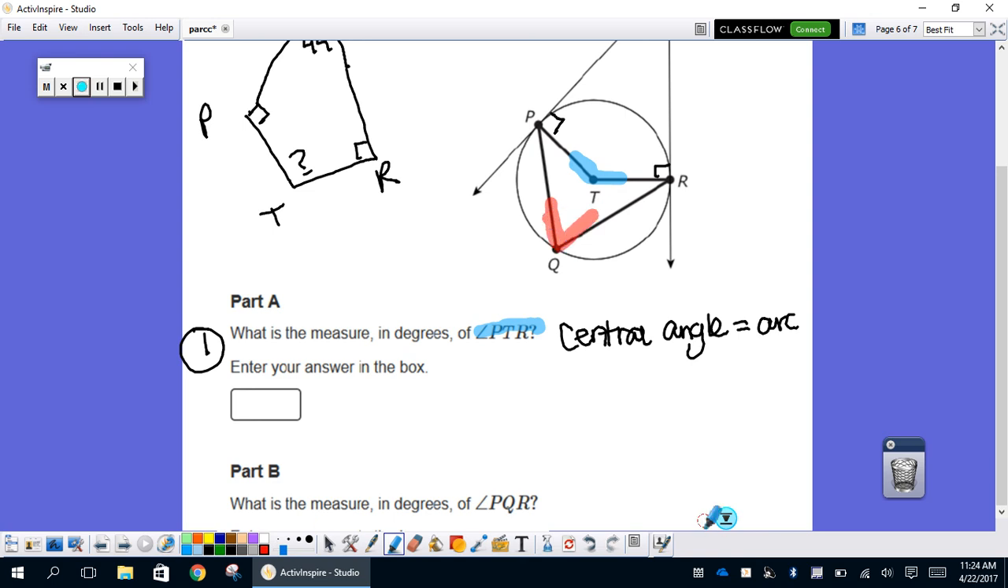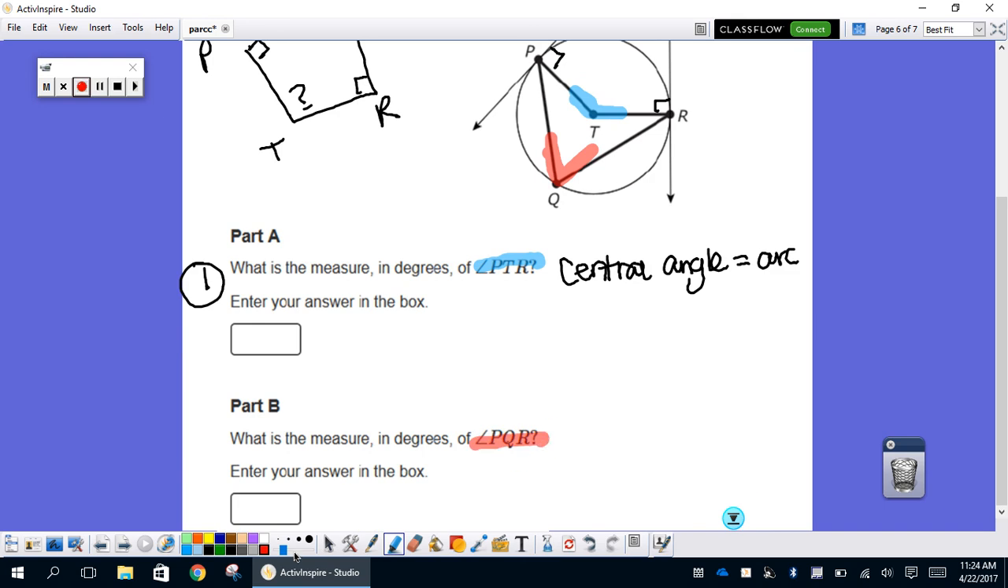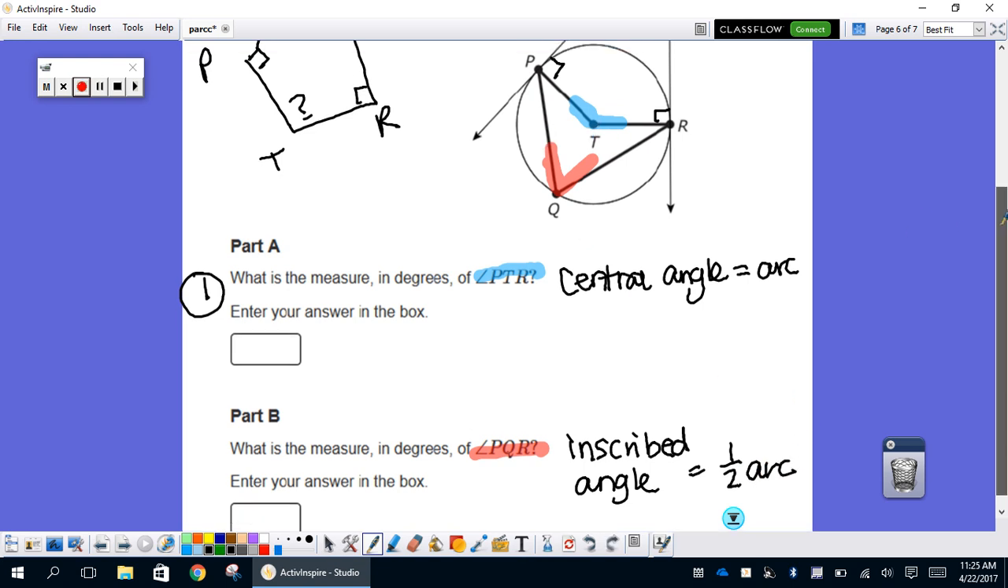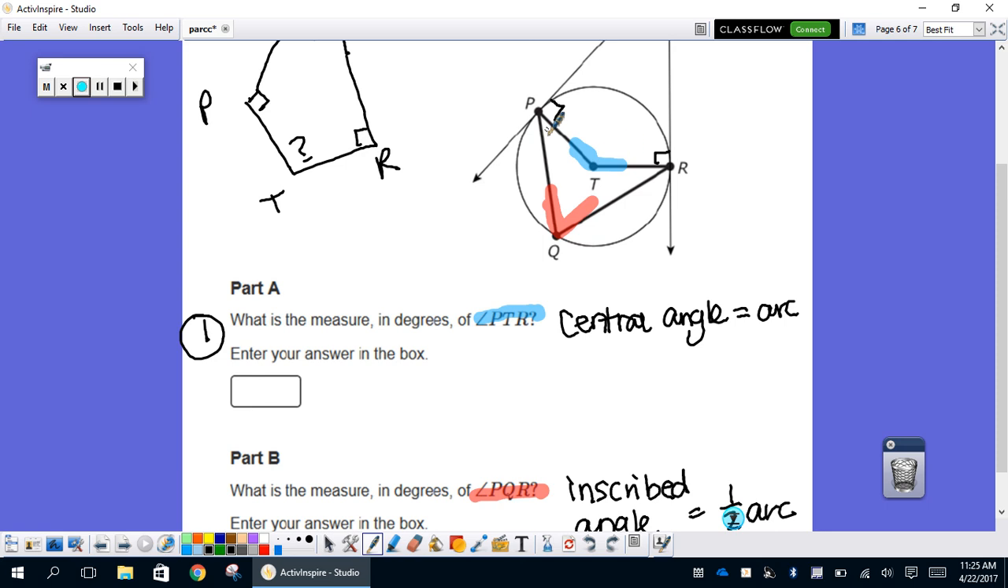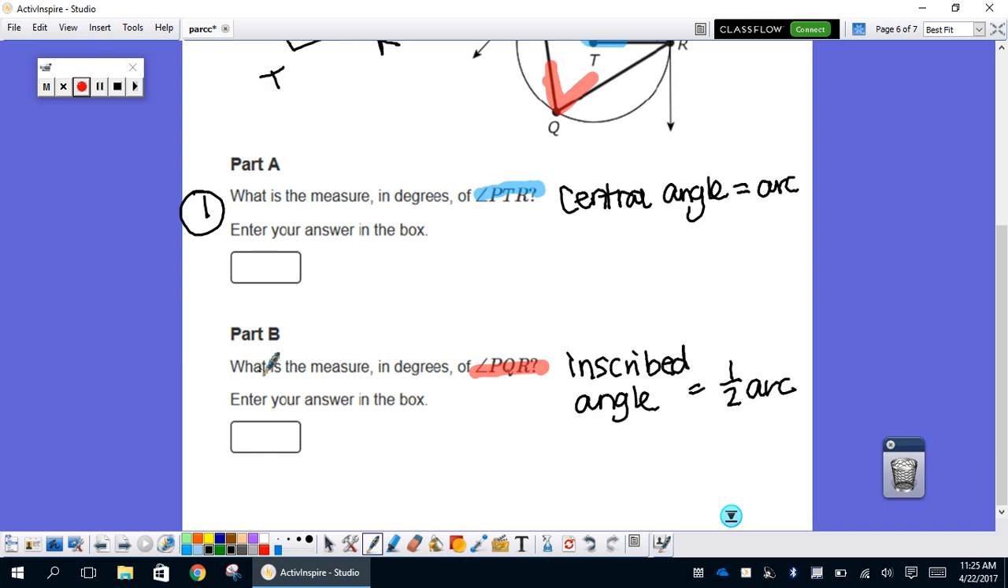So PQR is going to be an inscribed angle, which means it's half the arc. So if you find the central angle, you find the arc that you need. So again, if you find this central angle, you found the arc that you need to find the inscribed angle. So you would have to take half of that arc. So I will give you a point for that.